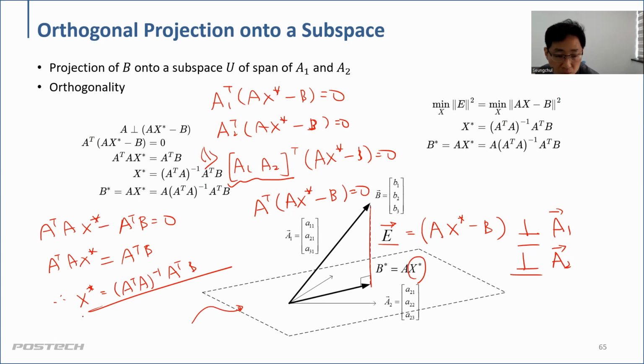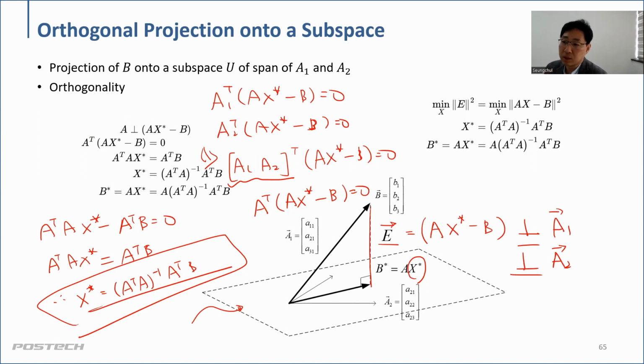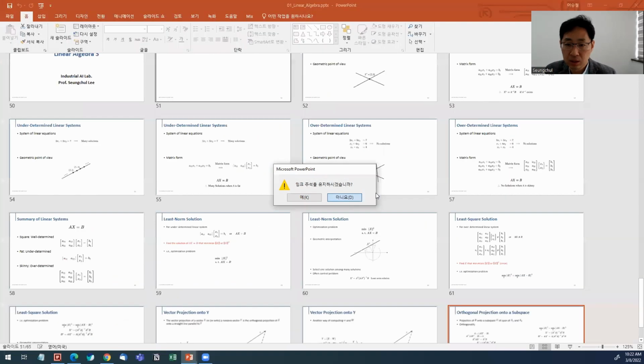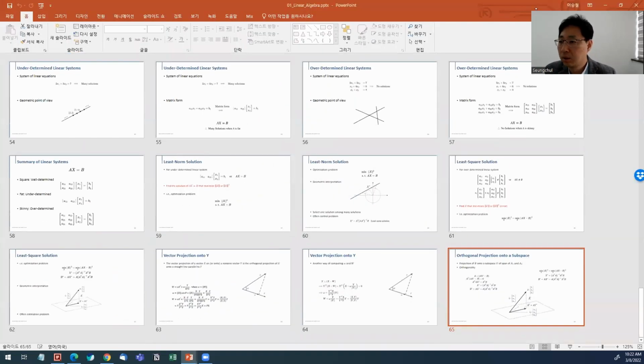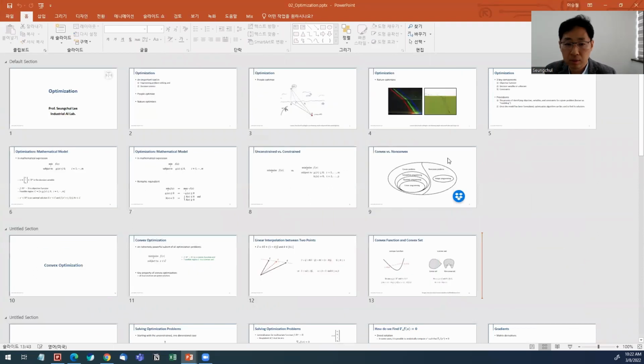We're going to use this a lot, especially when we talk about the linear regression problem. So I want you to memorize it: A transpose A inverse A transpose b. You have to memorize it because we're going to use it a lot. All right, so that's all the material for linear algebra.